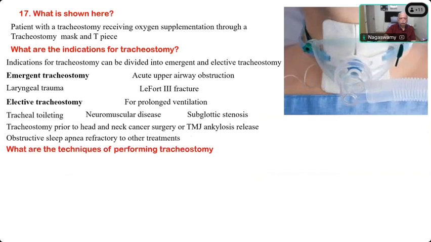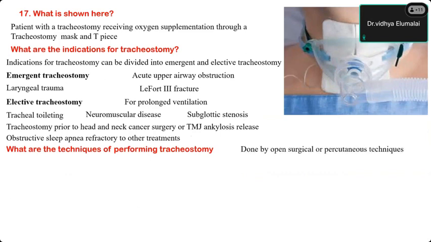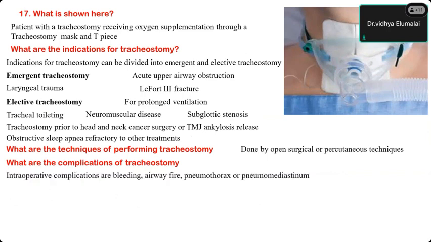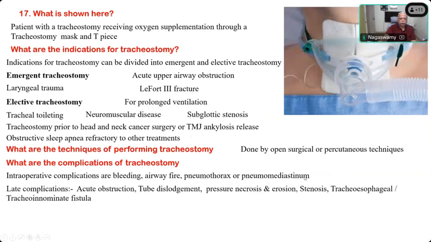What are the techniques of performing tracheostomy? Surgical tracheostomy and percutaneous dilational tracheostomy, done by open surgical or percutaneous technique. What are the complications of tracheostomy? Early and late complications. Early: bleeding during the surgery, airway fire, pneumothorax or pneumomediastinum. Late complications are acute obstruction, tube dislodgement, pressure necrosis and erosion, stenosis, tracheoesophageal or tracheoinnominate fistula.